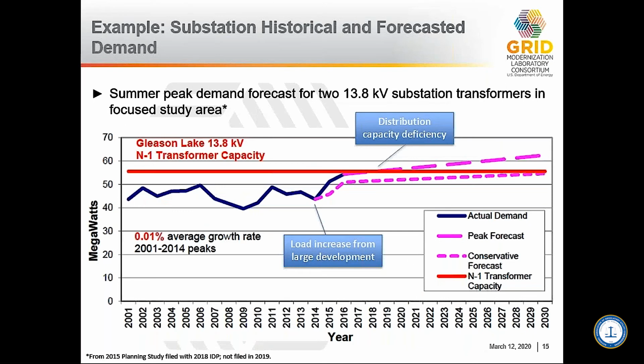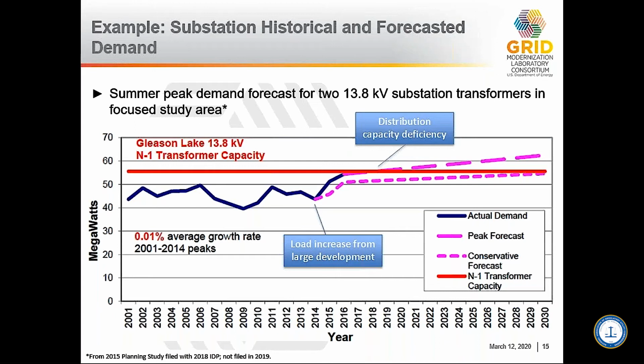The next slide shows a similar type of forecasting for a substation. And this is for a 13.8 kV substation transformer. And you can see the substation transformer's load was typically below the red line, which is the transformer capacity, N-1 transformer capacity, which would be the line where something needs to be done. So historically, it was always below that line.